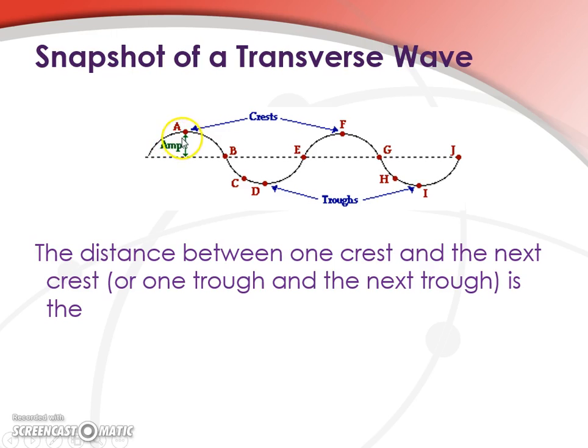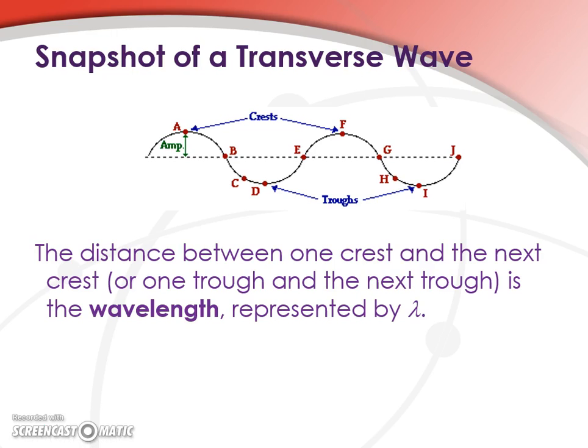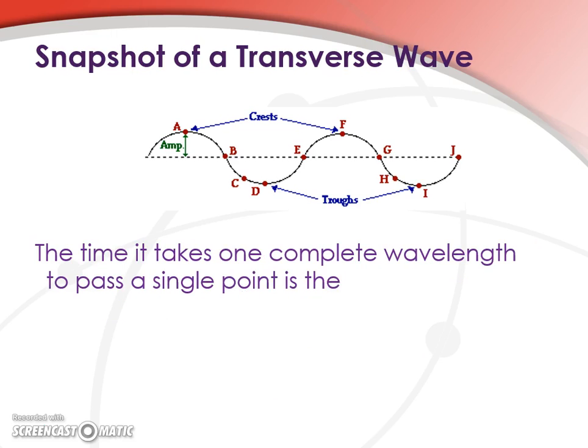A few more little descriptors. If we take the distance between one crest and the next crest, or, of course, one trough and the next trough, or in fact any consistent position of the wave, we can call that the wavelength, and we can represent that by lambda. And our default units then would be meters.